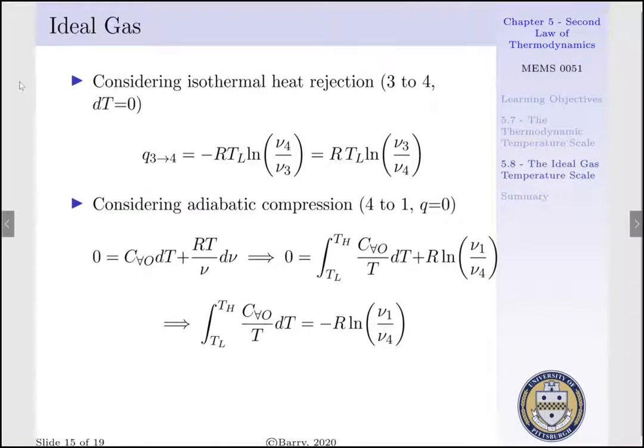If we consider our isothermal heat rejection process going from state 3 to state 4, our heat is equal to negative R times TL times the natural log of nu4 per nu3. Or this could be expressed as R times TL times the natural log of nu3 per nu4. Lastly, if we consider adiabatic compression going from state 4 to state 1, once again Q is equal to 0, we'd have 0 is equal to CV naught dT plus RT per nu d nu. And evaluating this between our bounds, we have 0 is equal to the integral from TL to TH of CV naught per T dT plus R times the natural log of nu1 per nu4. Or we can say the integral from TL to TH of CV naught per T dT is equal to minus R times the natural log of nu1 per nu4.